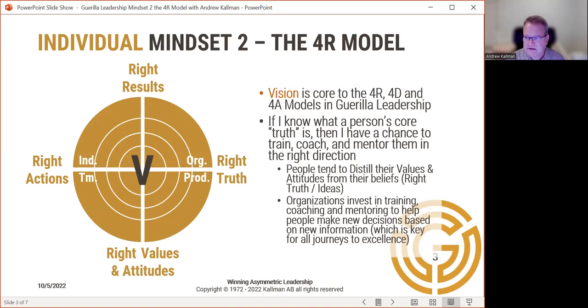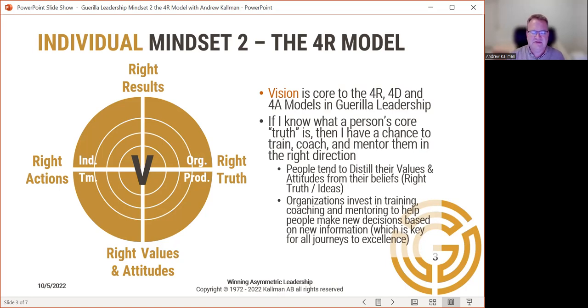So, as in the other 2 models that use this pattern, the 4D and 4A models, the 4R model has vision at its core. It's absolutely essential, and at the individual level, it's the person's individual vision and also their spirit. And so we're bringing in a little bit of the philosophical viewpoint there.